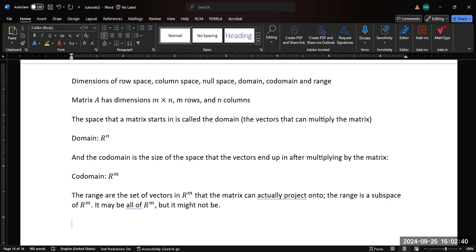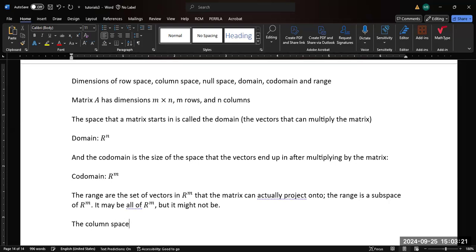Okay, so that's the sort of basic stuff. Now, the domain and the codomain depend only on the size of A, the size of the matrix. Now, the range is going to be indirectly connected to the column space, because the column space is what's going to be the range itself. Because the basis of the columns are the vectors that you can project onto. So any vector which is a linear combination of the vectors of the column space is in the range.